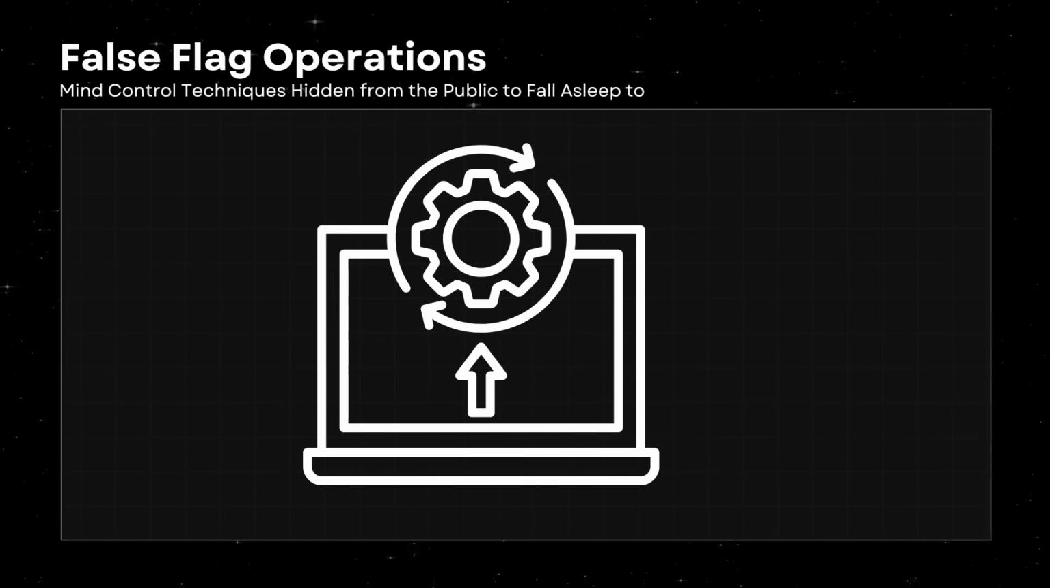In battle, a ship might raise the enemy's flag to trick others. Once close enough, it would lower the false flag and strike. Today, the term refers to events where the true origin is hidden and another group is blamed. These events are often used to sway public opinion, justify new laws, or launch military action.